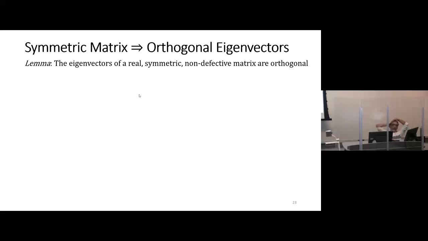A symmetric matrix will have orthogonal eigenvectors. A real symmetric matrix, and of course it's non-defective. Throughout this course, we'll assume that we're dealing with non-defective matrices. So we have to show that the eigenvectors are mutually orthogonal. That is, if Vi and Vj are two different eigenvectors, Vi transpose Vj equals 0.